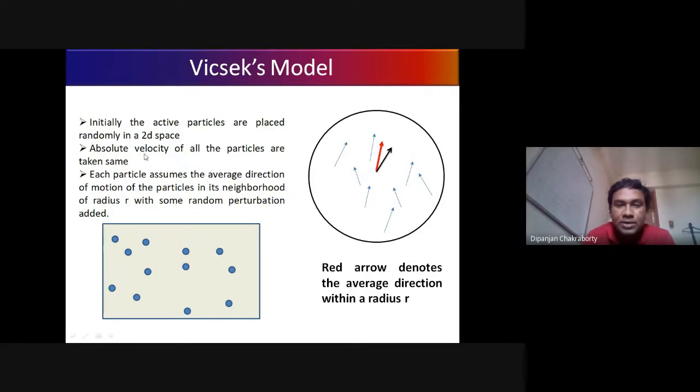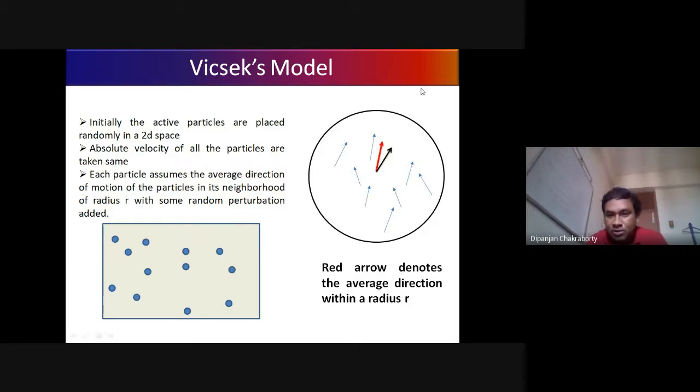Otherwise, in a physical system, the velocity will decrease or increase depending upon the interactions. Here the velocity of all particles is taken the same, assuming that each particle generates its own energy. The basic building block is this: if you take this particle, it will consider a radius around it and calculate its neighbors. These blue ones are its neighbors, those within this interaction radius, and it calculates the average direction.